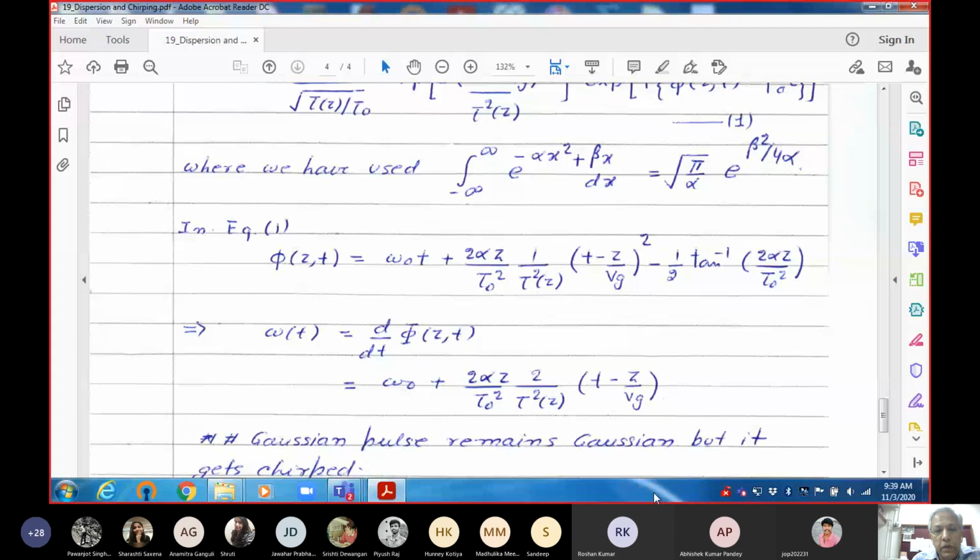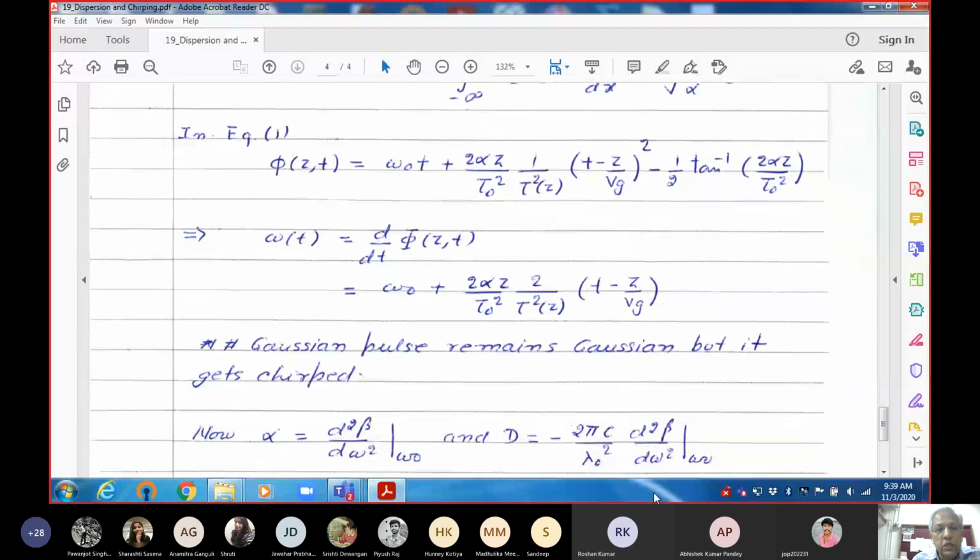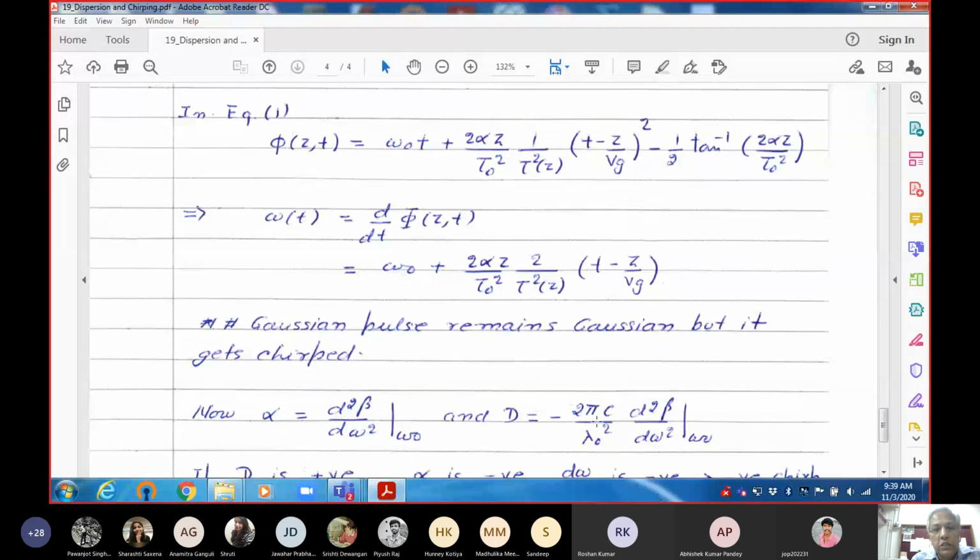So across the pulse envelope, the instantaneous frequency would be given by this expression. So you differentiate it, and you will get omega 0 plus twice alpha z by tau naught square, 1 by 2 t square by z, t minus z by Vg. And now you can appreciate that a Gaussian pulse remains Gaussian, but it gets broadened.